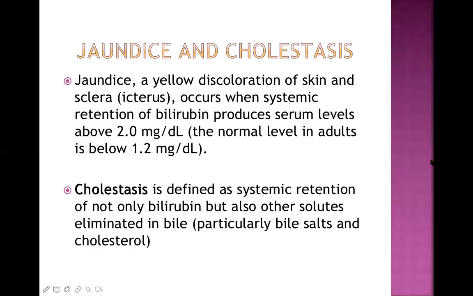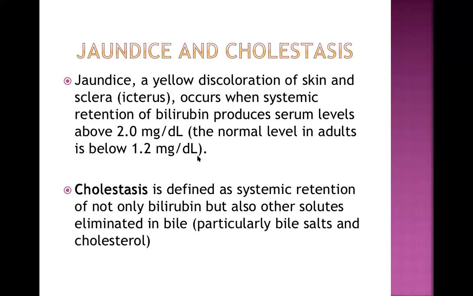Now see here. Everybody knows what jaundice is. Jaundice is a yellow discoloration of skin and sclera, or even mucous membrane you can add there, and this occurs when systemic retention of bilirubin produces a serum level above 2 milligram per deciliter. In normal people, it should be below 1.2, or some of the textbooks even mention below 1. Below 1 is easier for you to remember.